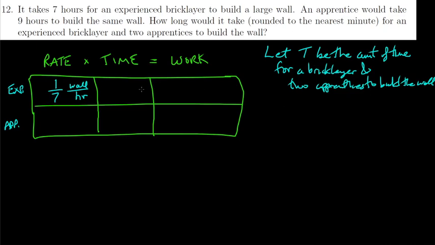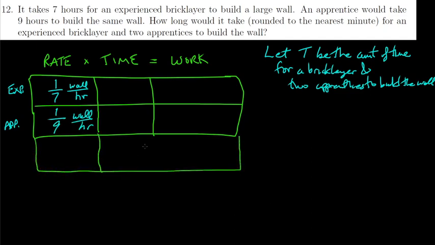For the apprentice, it would take 9 hours. So in 1 hour, that's 1/9 of the wall per hour. And actually, we have 2 apprentices. So if it helps, we'll have a 3rd row here for the other apprentice. That's also 1/9 of the wall per hour. So that's how quickly the apprentice works. They're all working the same amount of time, T, for each.